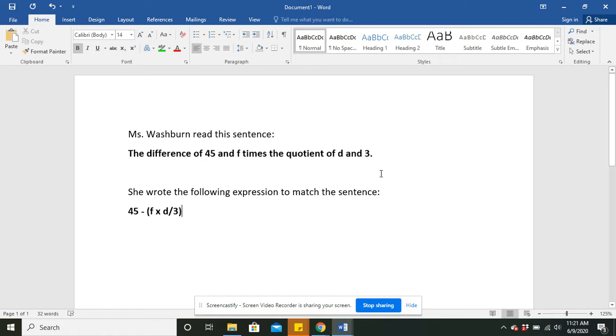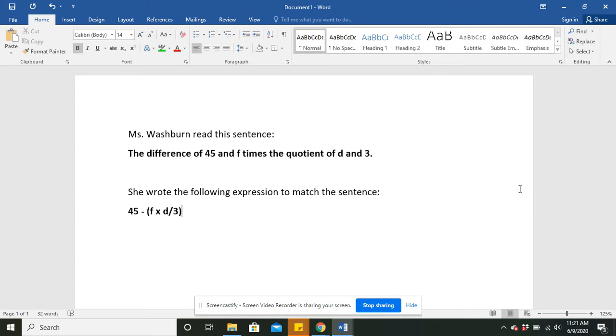So this is a tricky sentence to try to understand because what I'm seeing is that there are multiple words that tell me operations. I see difference, times, and quotient. And I know that one of the things I want to try to do is find the main operation.